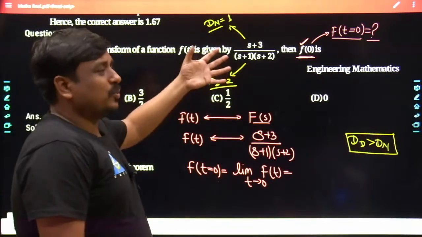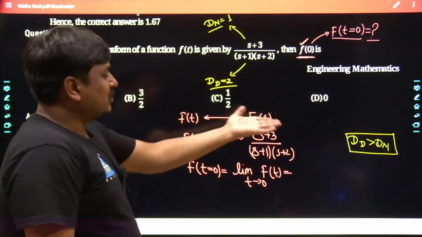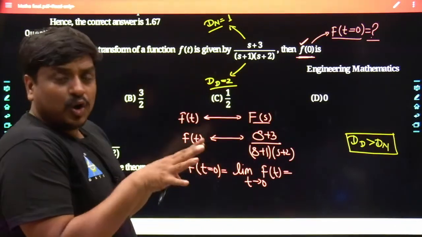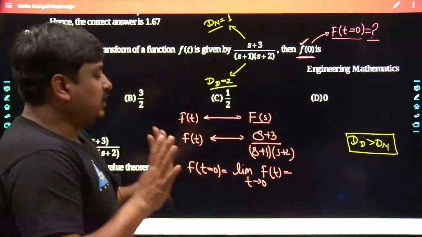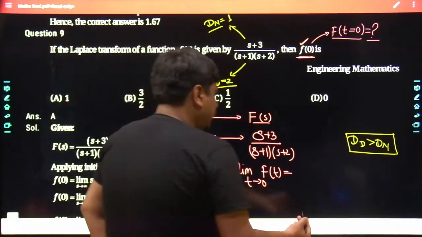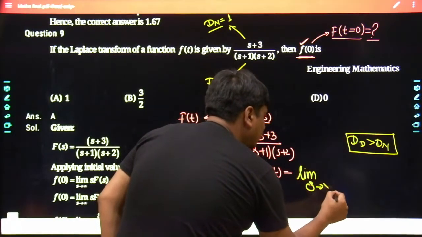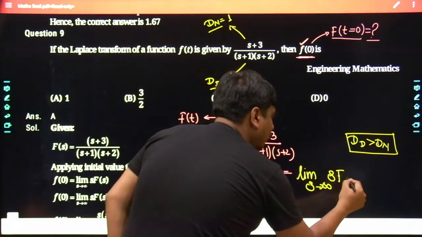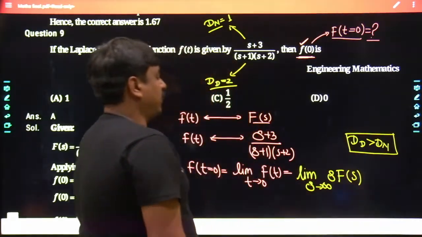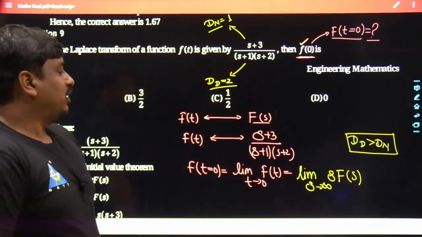So as far as this problem is concerned, the degree of numerator is 1, the degree of denominator is 2. Obviously, it satisfies the requirement of the initial value theorem. The initial value theorem is bingo. Yes, ready to use. What is the initial value theorem? So here it goes: limit s tends to infinity, s times the Laplace transformation of f of t, which is clearly given as (s plus 3) divided by (s plus 1)(s plus 2).